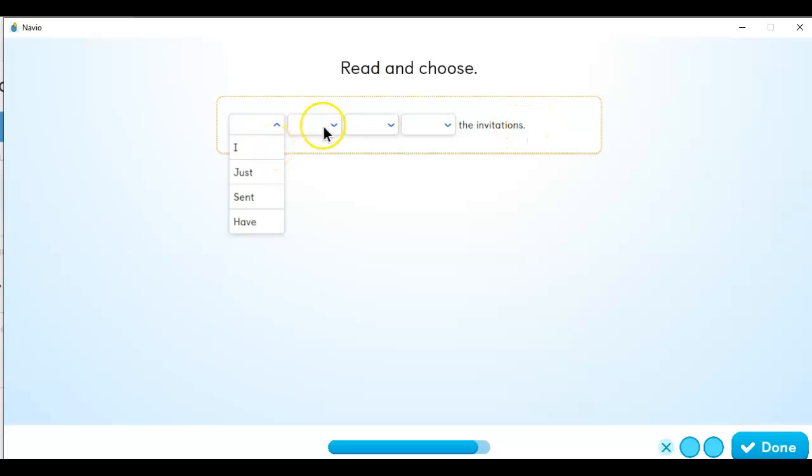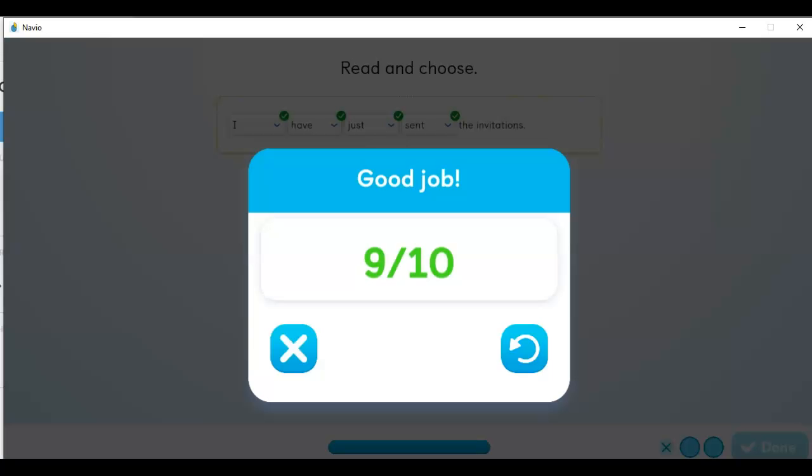It's not a question, so we start with a subject. I. Next, have. After have, just. And the main action, sent. Done. We got almost all of them right, just one sentence that I got wrong.